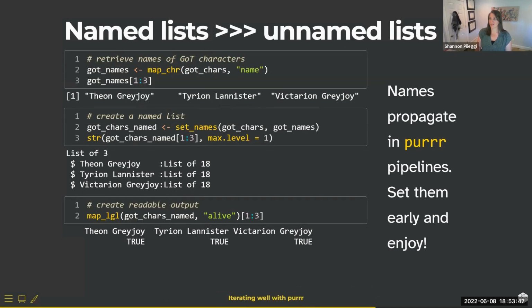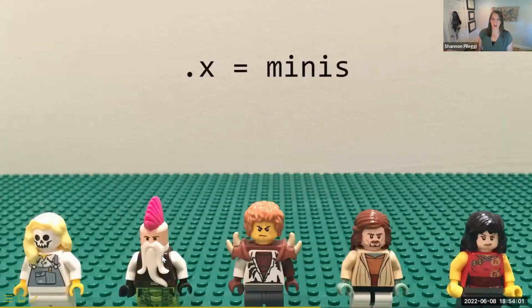I think we have a question. Okay. What is the difference between map, apply, and why using map instead? All right, so what is the difference between map and lapply, and why are we using map instead?